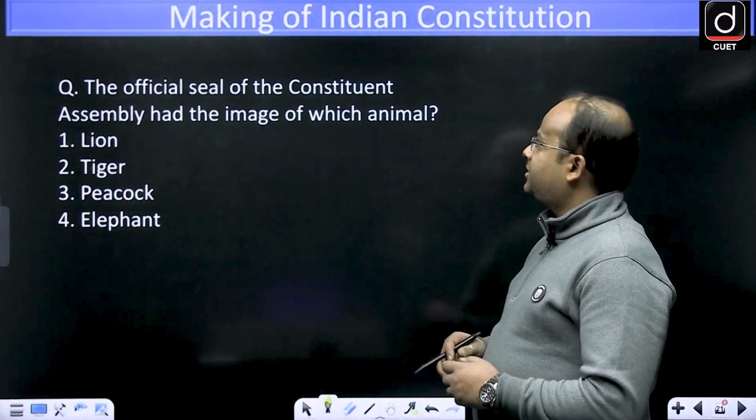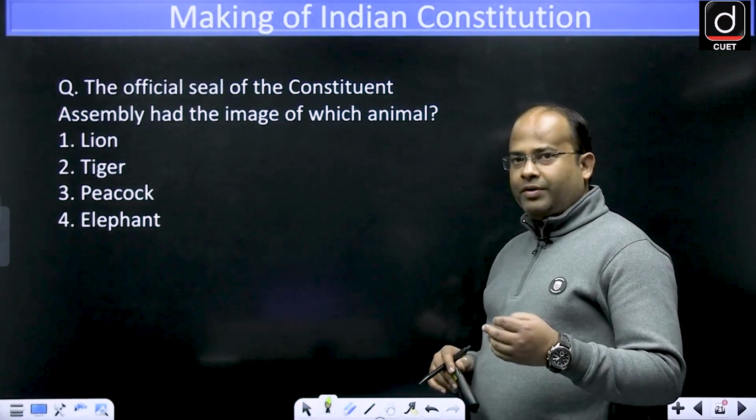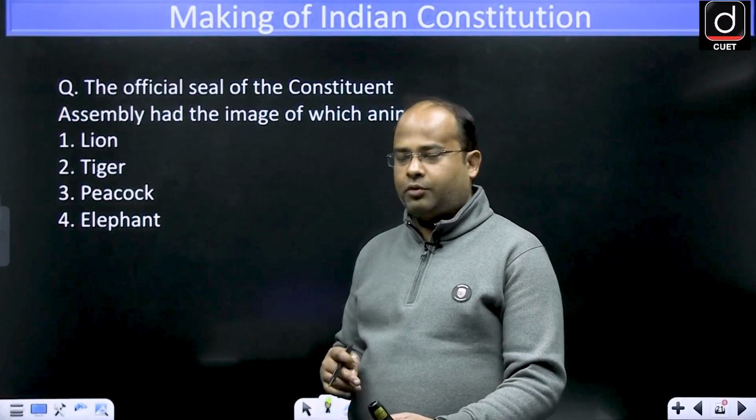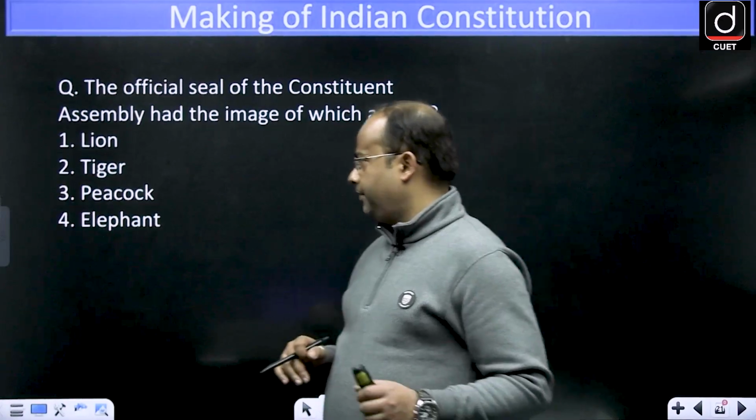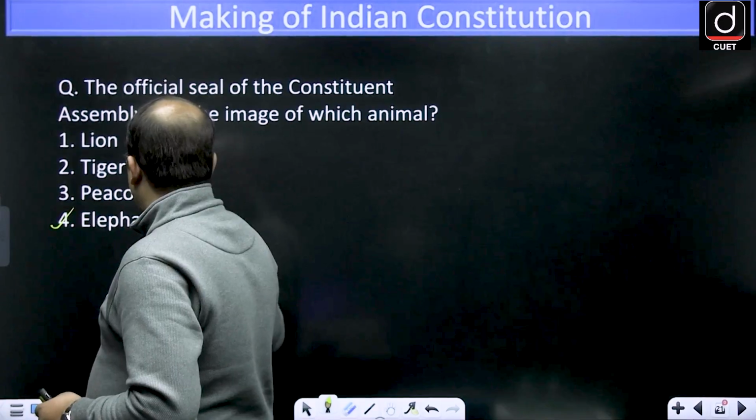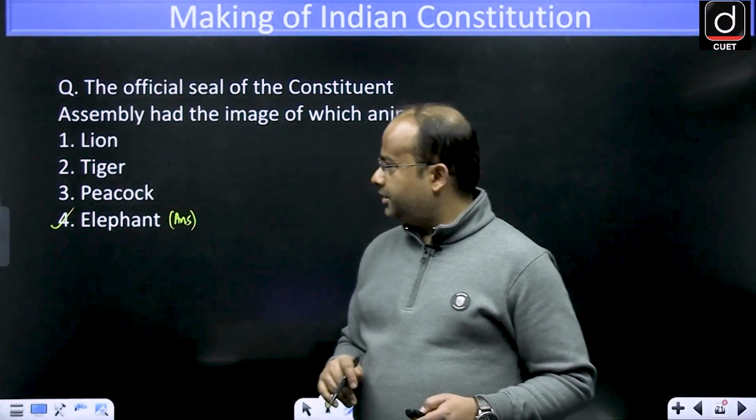Next question: the official seal of the Constituent Assembly had an image of which animal? Is it lion, tiger, peacock or elephant? The correct answer will be, guys, elephant. So an elephant figure was shown. The correct answer is option 4.